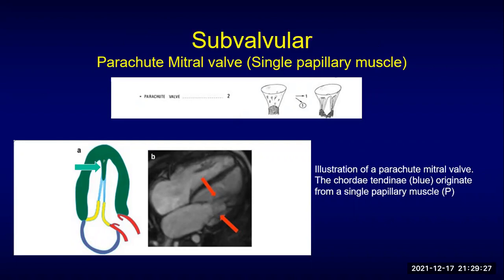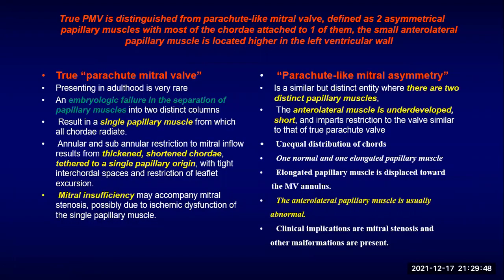In parachute mitral valve, here you can see a single papillary muscle, and we can see the chordae tendineae related to this only single papillary muscle. We have an embryological problem in the fusion of the papillary muscles. Okay. So we have two types of parachute mitral valve: a true type and a parachute-like mitral asymmetry.